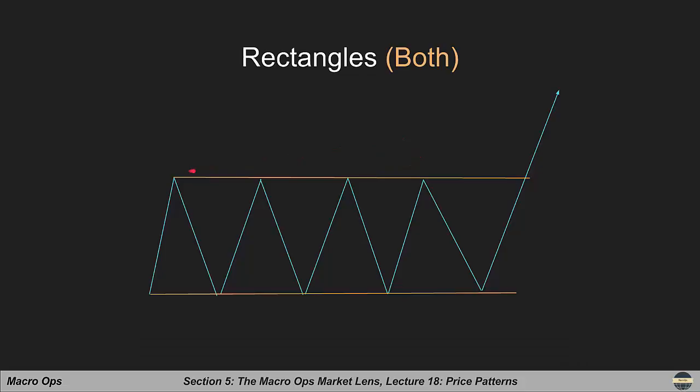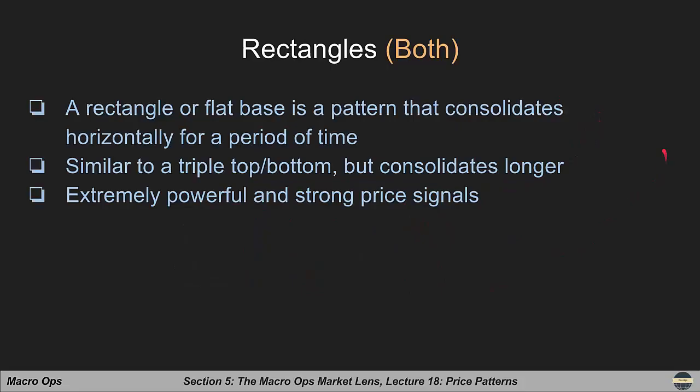Rectangles are two horizontal lines, resistance and support. Very clear, very strong patterns. And again, it's a compression in a coil that leads to a breakout. They can break out either way. And they're similar to a triple top, triple bottom, but usually it consolidates longer. So after 3 times, we don't say quadruple top, quintuple top. We just call it a rectangle. And they're extremely powerful and strong price signals.